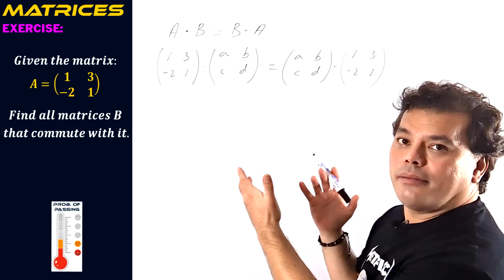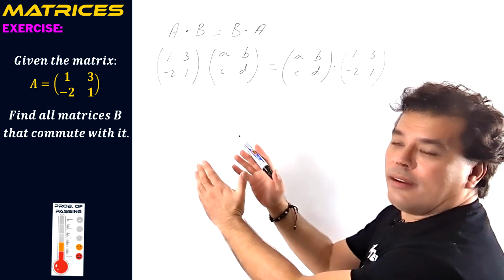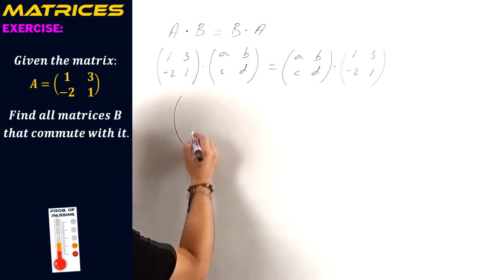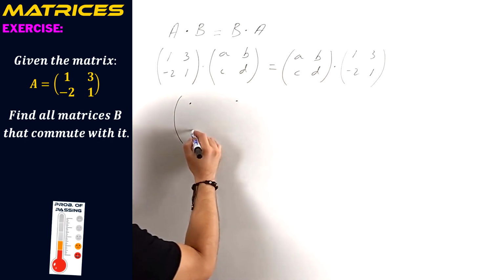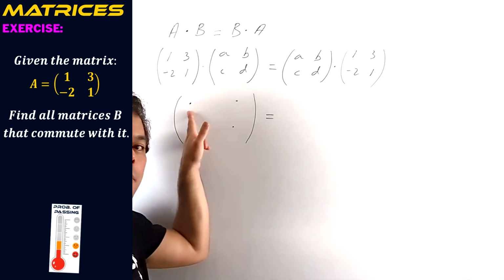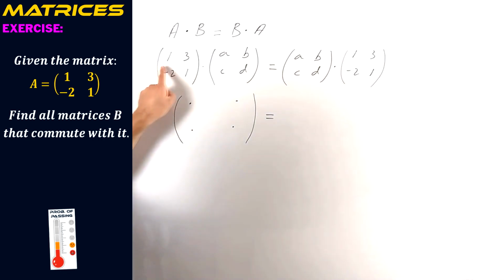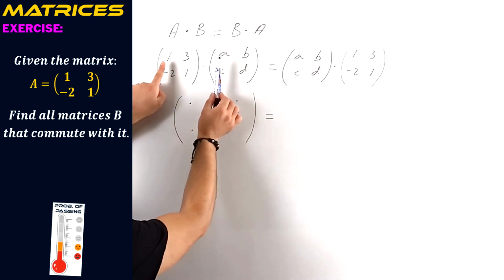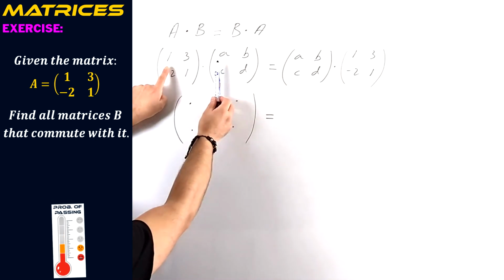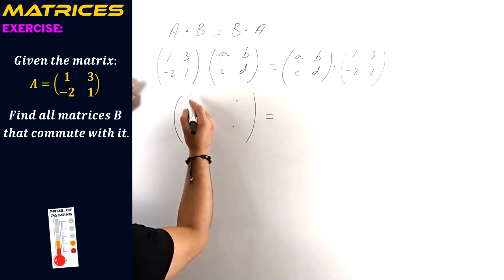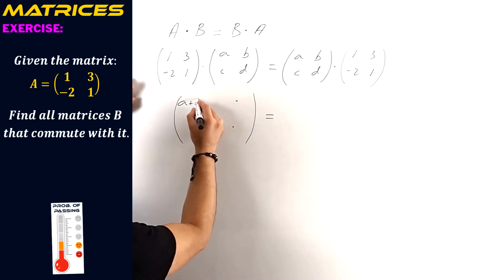And now it's time to multiply on the left side and on the right side. Let's go. We will have a square matrix of order 2 and position 1, 1: row 1 of the first matrix, column 1 of the second. 1 times a, and 3 times c, 3c. a plus 3c.